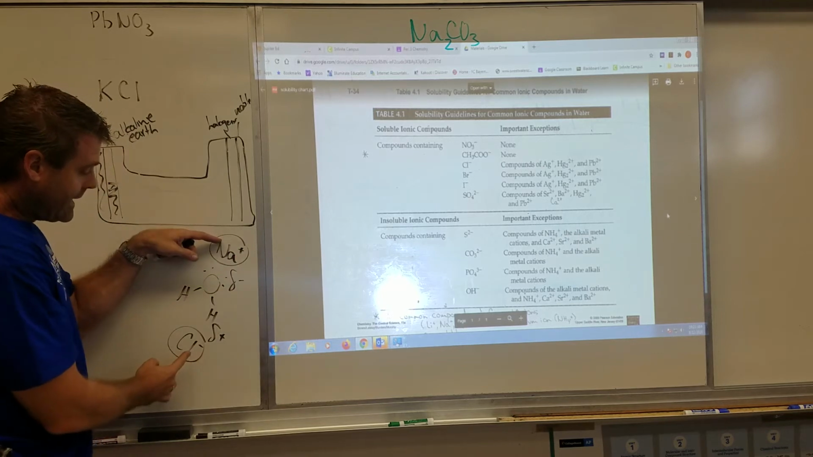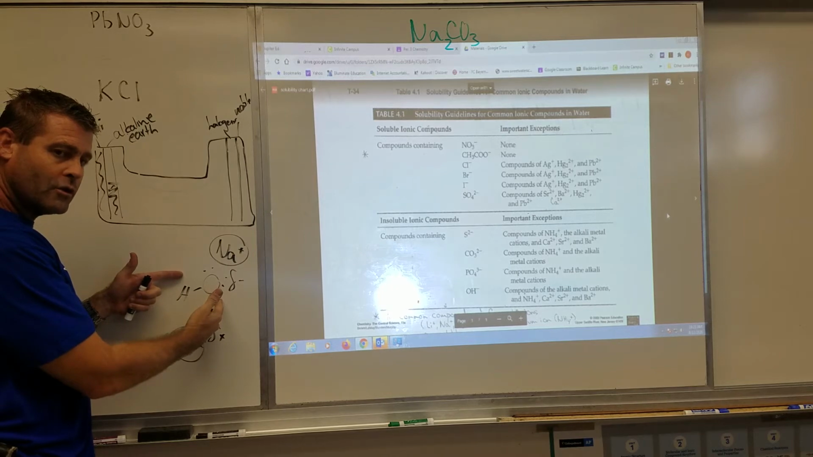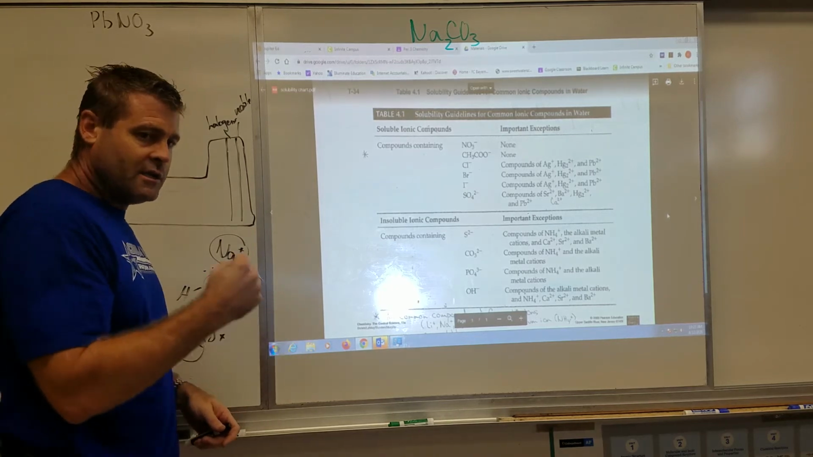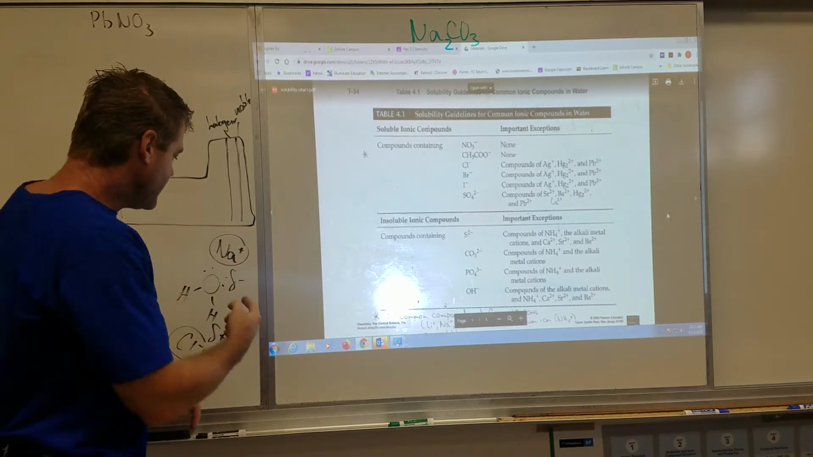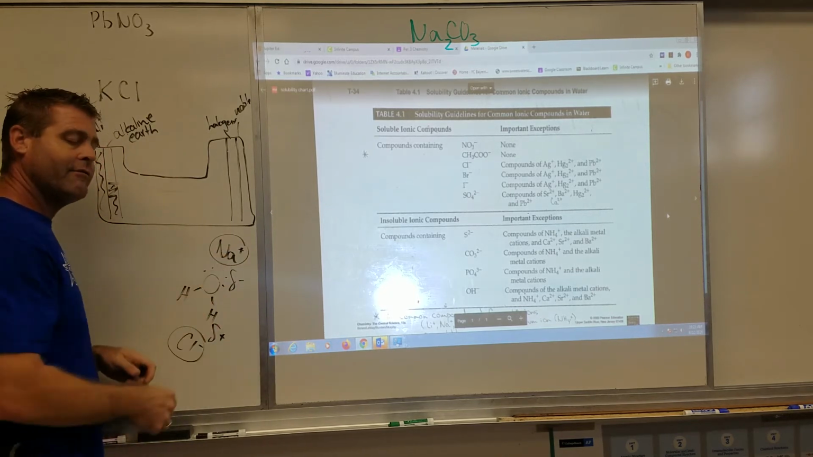If the cation and the anion had a stronger attraction for each other than they do for water molecules, what's going to happen when you put it in water? It's just going to stay as a solid, because the anion and cation have a stronger bond attraction than they would have for the water molecule.